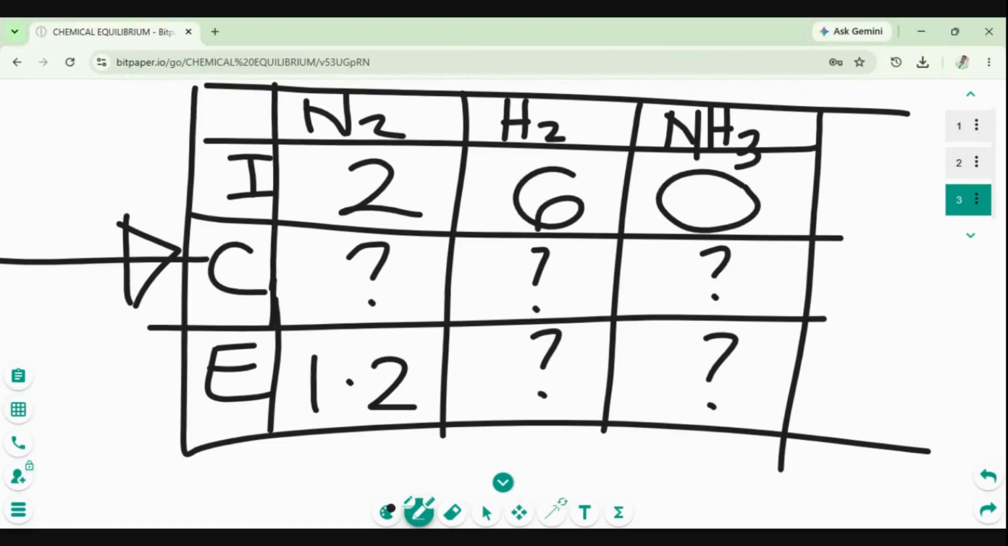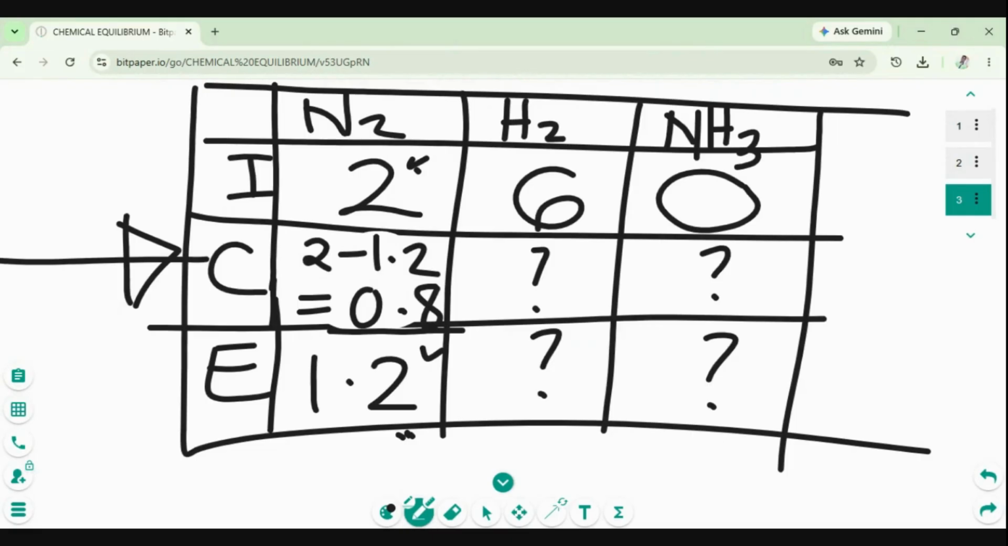So members, if you go to the market with 2,000 Ugandan shillings, which is our 2, and you only come back with 1,200, what does that mean? You have used some amount of money. Some 800 shillings has gone. So how do we get the change in moles after we have the equilibrium moles? If you had the 2 and you remain with 1.2, it means you have used 2 minus 1.2, which will be equal to 0.8.